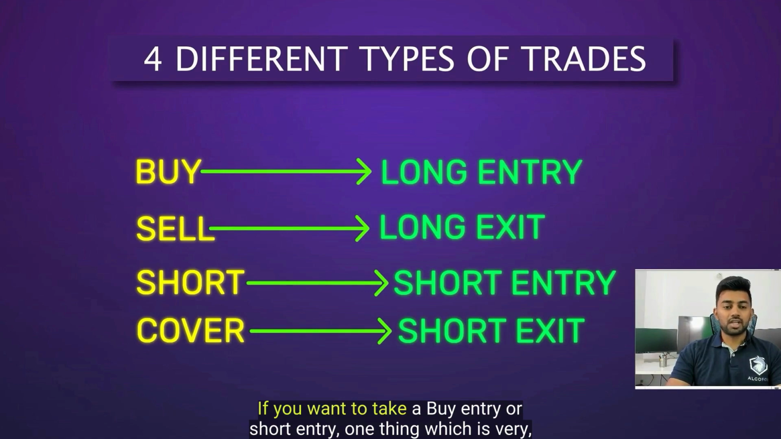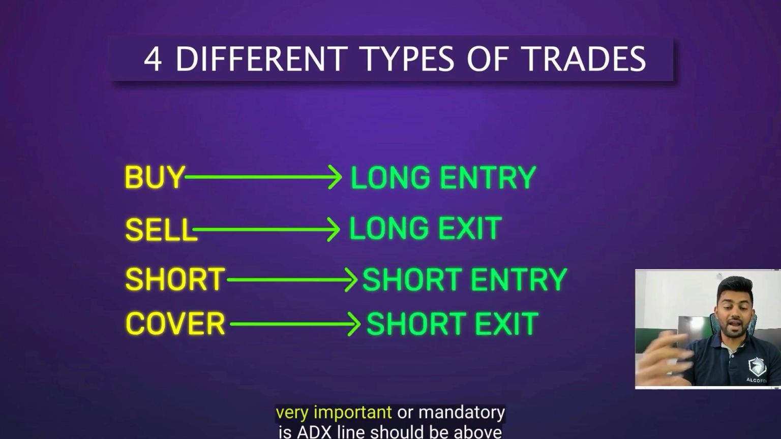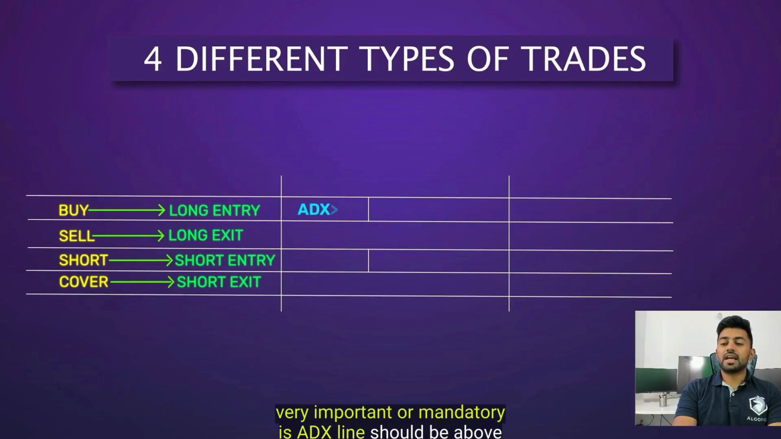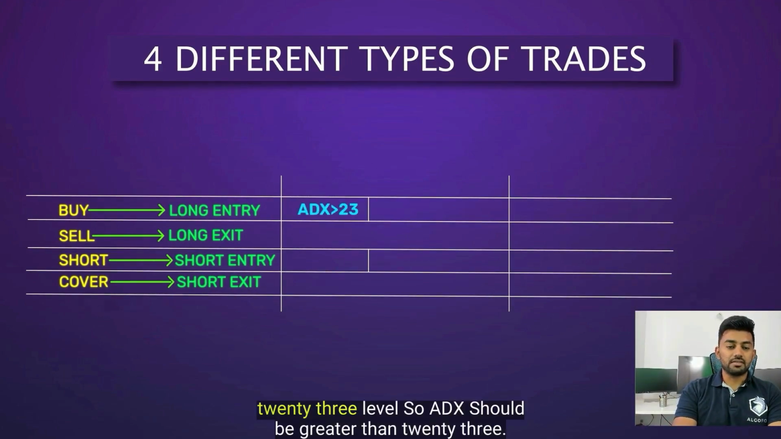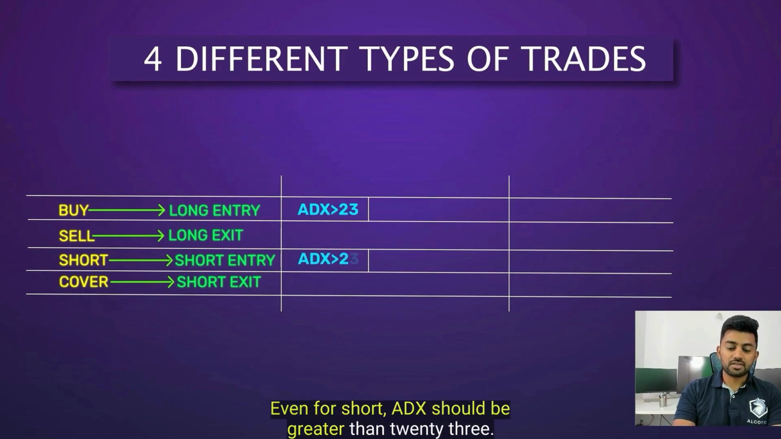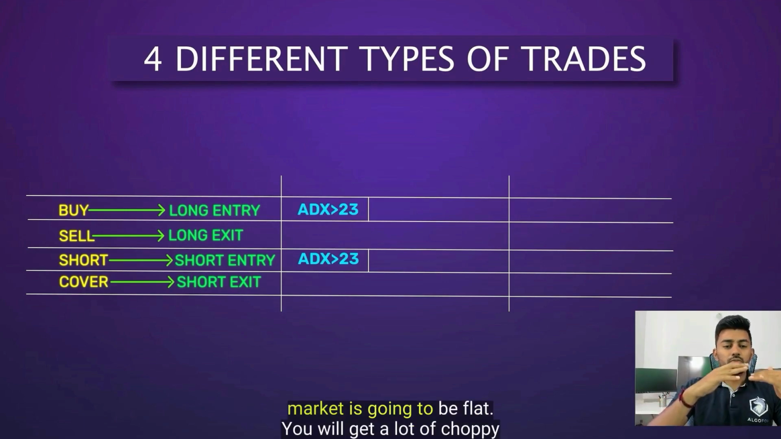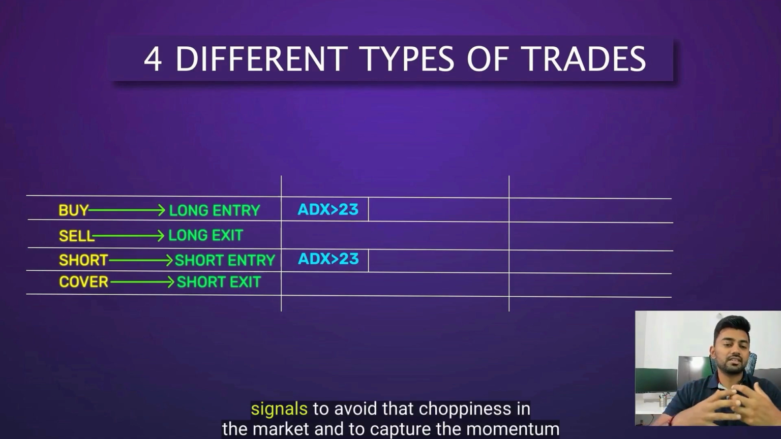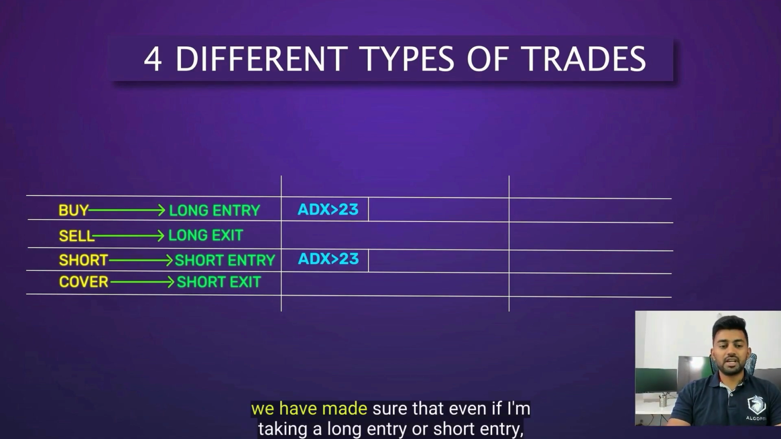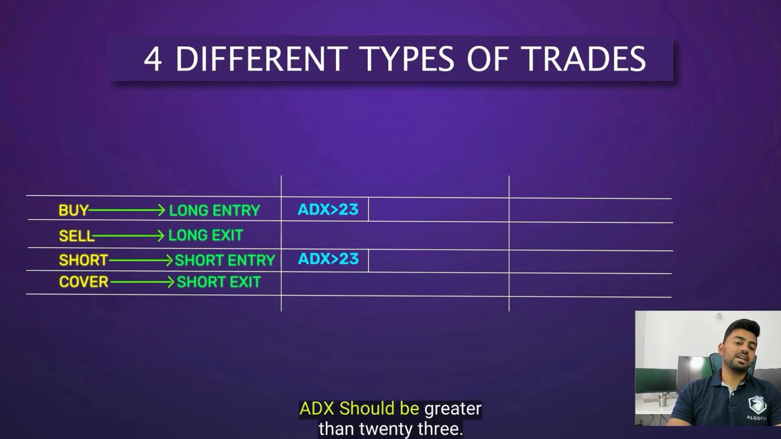Now if you want to take a buy entry or short entry, one thing which is very important or mandatory is ADX line should be above 23 levels. So ADX should be greater than 23. Even for short, ADX should be greater than 23. So if ADX is less than 23, it indicates that market is going to be flat. You will get a lot of choppy signals. To avoid that choppiness in the market and to capture the momentum, we have made sure that even if I'm taking a long entry or a short entry, ADX should be greater than 23.